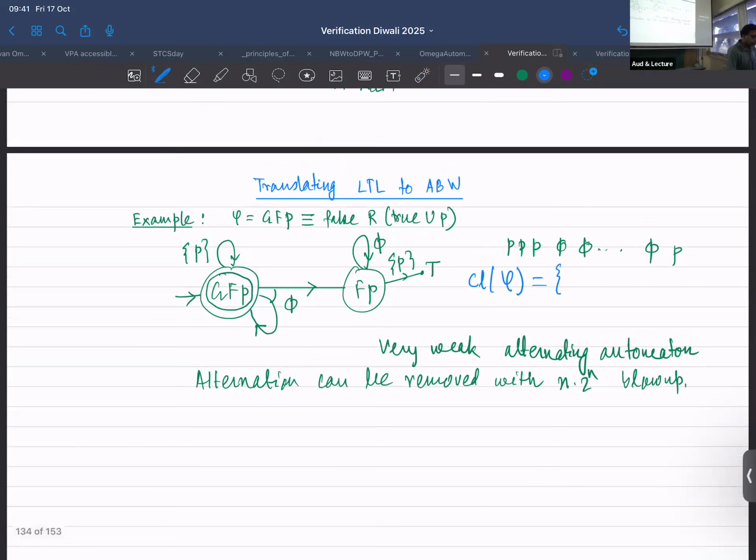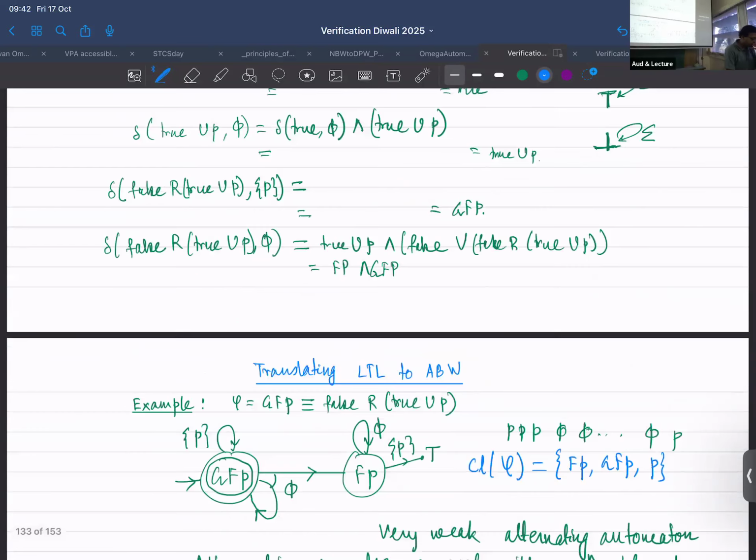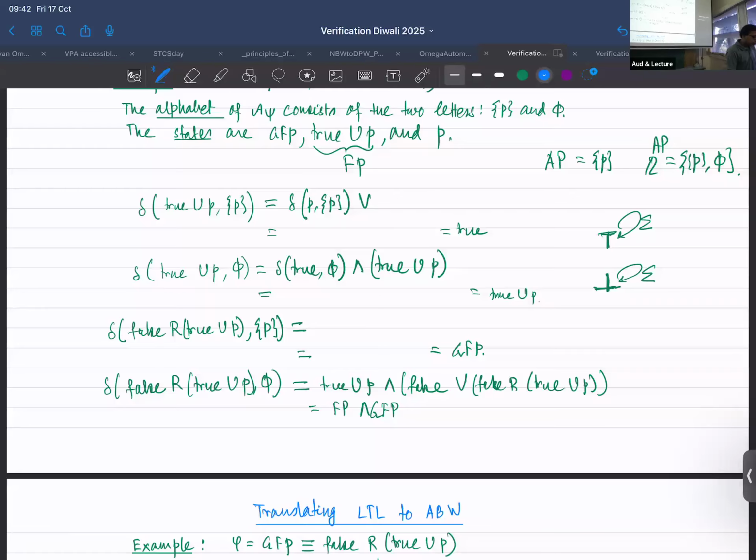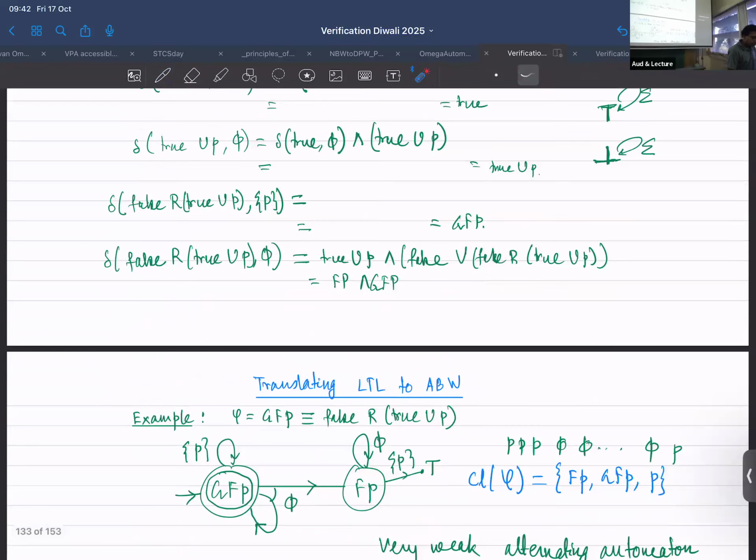So you have true until P, which we call FP. Of course, you also have the full formula, the entire one, that is GFP, and you also have P, right? But as we saw last time, the initial state is 1, which has the formula phi, correct?